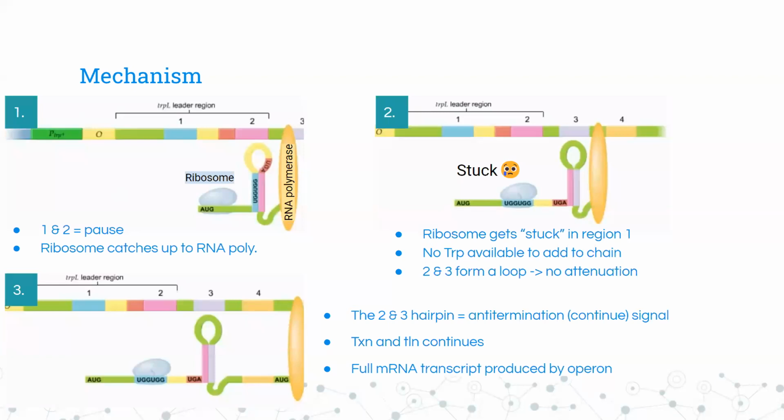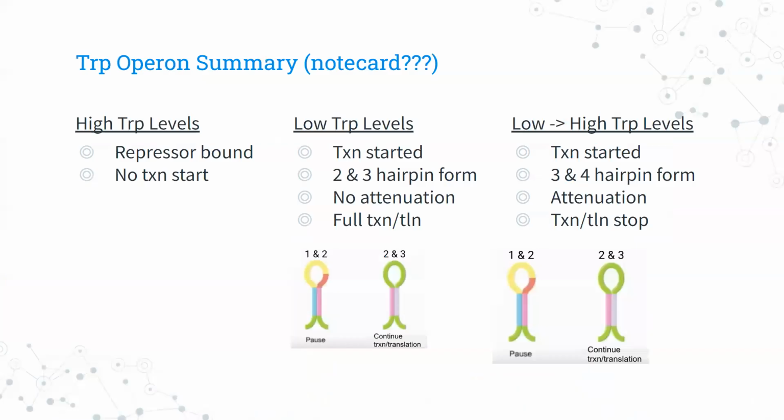Okay. What if there's tryptophan? Does the phagocytosis happen? 2 tryptophan molecules come in. This ribosome, it's chilling. It keeps going. It does not care. There's no lack of tryptophan, so it will go through that process. What will happen is this 3 and 4 hairpin will form, and that signifies to the cell that there is tryptophan available, and we do not need to produce more tryptophan.